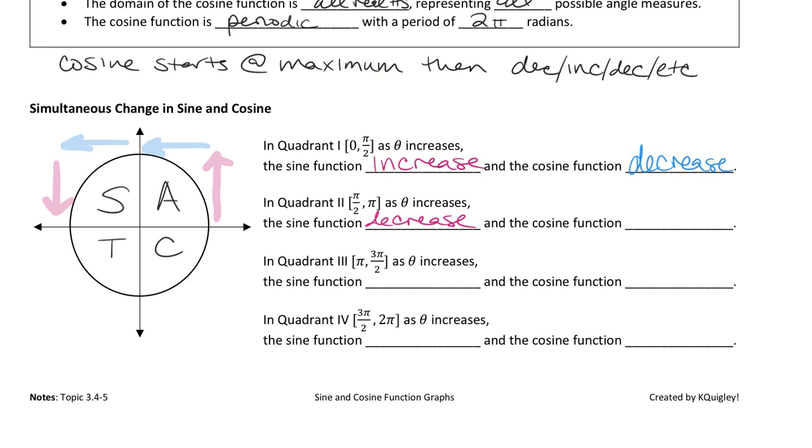Cosine is now negative. What happens in quadrant 3 from pi to 3 pi over 2? Let's do sine first. What is my vertical displacement going to be doing? It looks like it's getting further away, but it's getting further away negatively, which means that it is decreasing, which is weird.